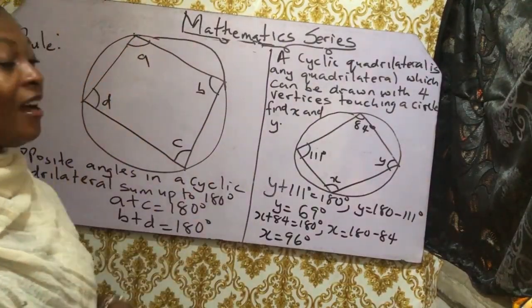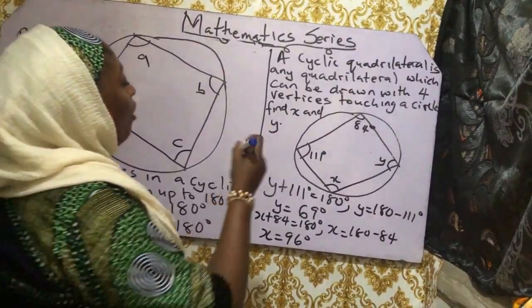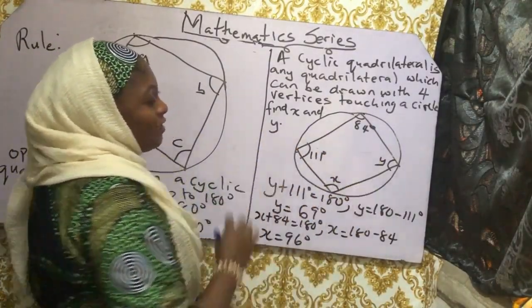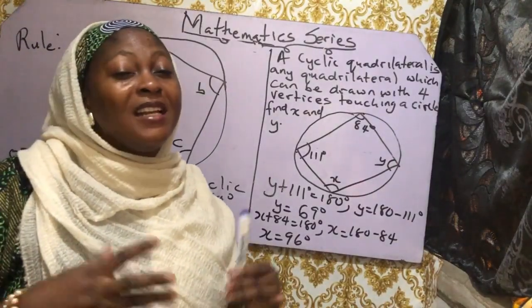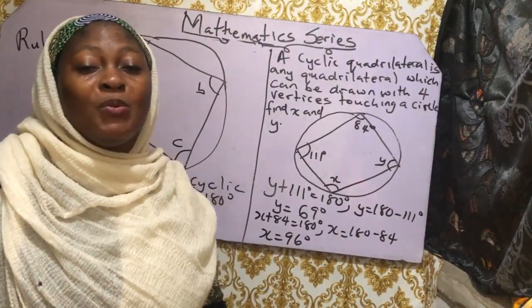So a cyclic quadrilateral is any quadrilateral which has all four vertices touching a circle, and opposite angles in a cyclic quadrilateral add up to 180 degrees.